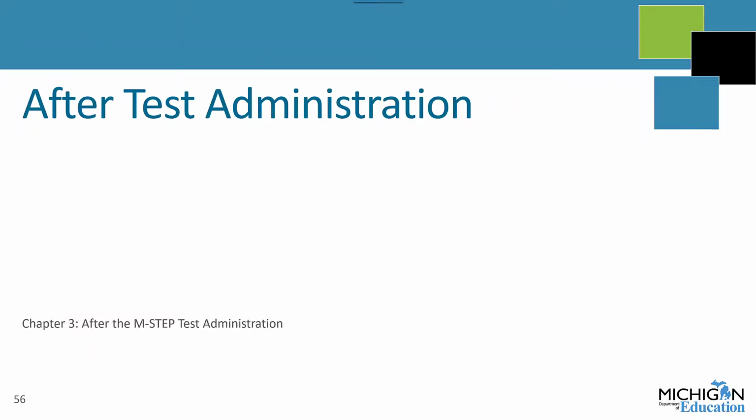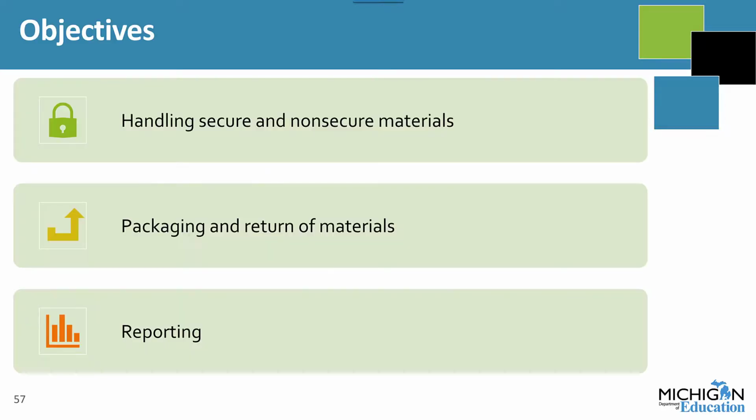Finally, I will discuss Chapter 3 of the M-STEP Grades 8 and 11 Test Administration Training after the M-STEP Test Administration. In this section, I will be discussing the handling of materials after testing, return of materials for paper pencil materials, and reporting. First, I will discuss the appropriate handling of secure and non-secure materials after testing. Next, I will cover the packaging and return of materials for schools with paper pencil materials, and I will end by discussing preliminary reports availability and final reports.